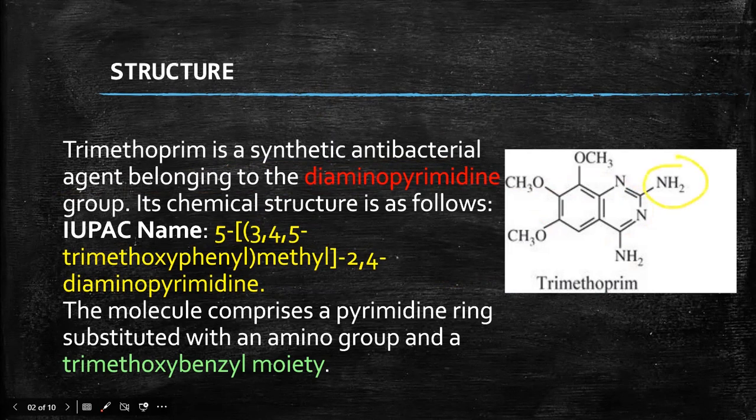On one side you will see the presence of two amino groups, so that's why we call it diaminopyrimidine. And on the other side, you will see the presence of the trimethoxy group attached to the phenyl, or you can say benzyl group. So ultimately, you will see three important components. First is the pyrimidine ring at the center of trimethoprim. Second, the two amino groups, that's why we call it diamino. And on the other side, the trimethoxy group.